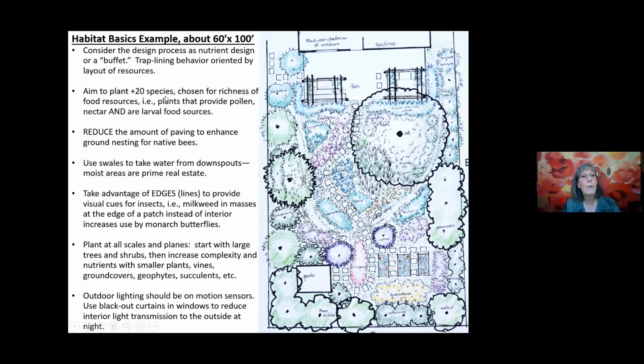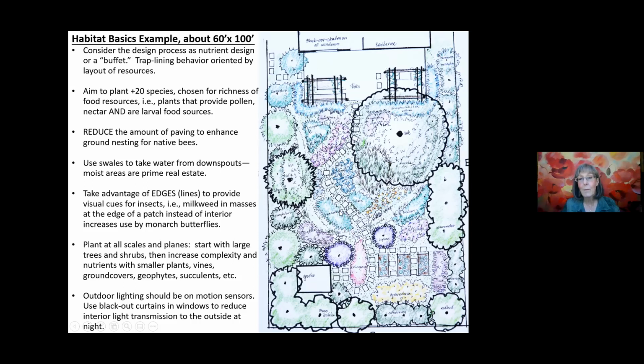Again, you want to aim for at least 20 different plant species, and choosing species for richness of food resources, plants that provide pollen, nectar, and are larval food sources. So you get 3 things out of a single plant. And you want to take advantage of edges. Edges are basically lines in an environment. And this actually helps these small-brained organisms to orient themselves through an environment. They will follow lines. So a line might be your pathway here. A line is an edge.